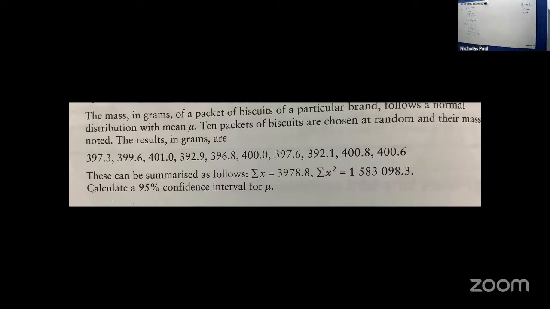What do you think? It's the last one. Let's see if we can analyze why. It's a normal distribution. They gave you 10 biscuits, so n is 10, n small, less than 30. And they didn't give you any sigma, so you have to estimate sigma. All of that points to this being a t distribution.